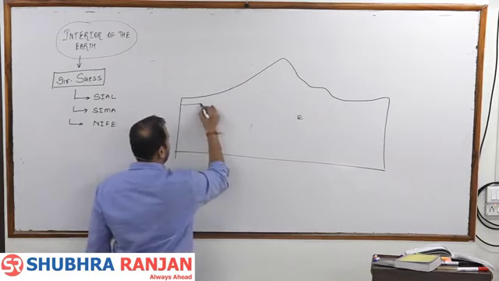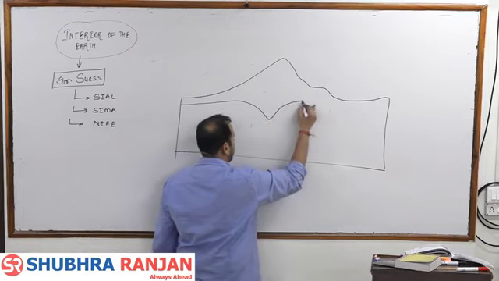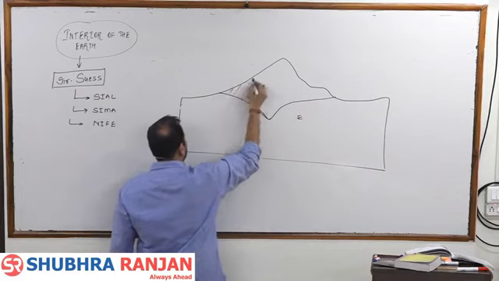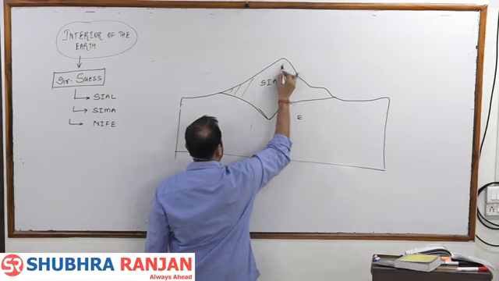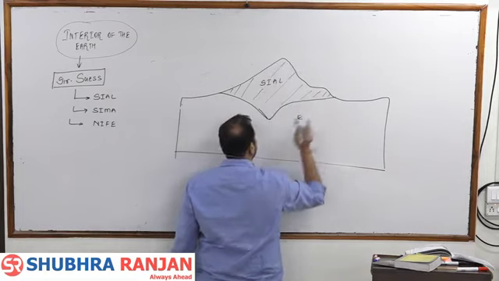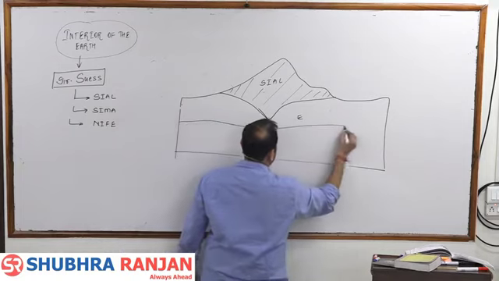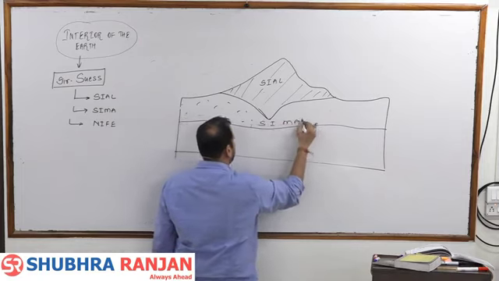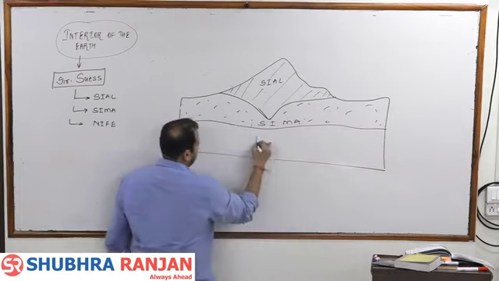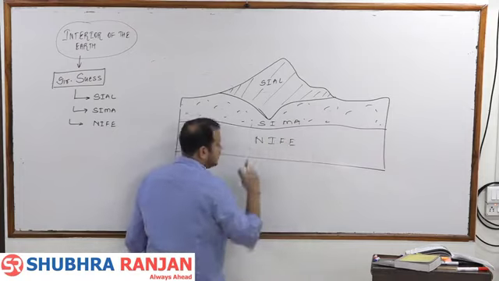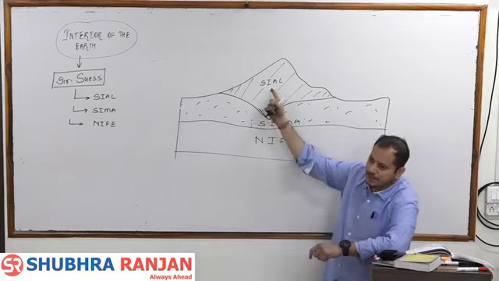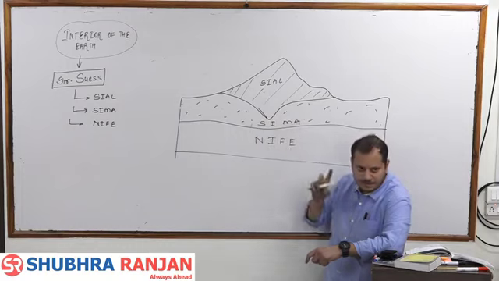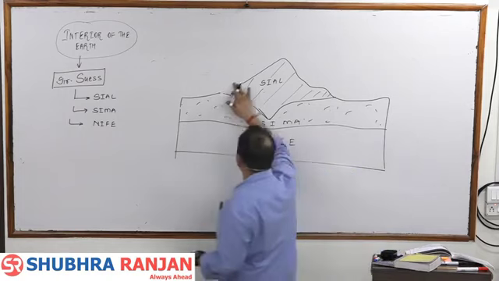The Cl is floating on the Cma. This is the Cl layer, and it is floating on the Cma. And this is the Cma layer. Below that was the next layer, the Nife. Why Cl? Because most of the mineral present was silica and aluminium. Why Cma? Silica and magnesium. Why Nife? Nickel and iron. These are the three layers of the interior of the earth. And you draw this diagram.